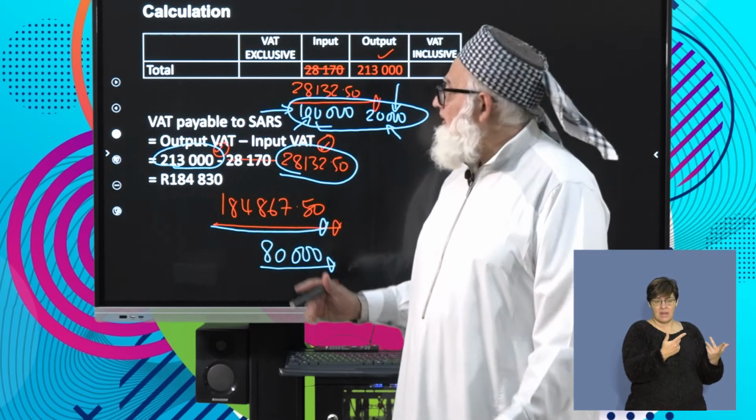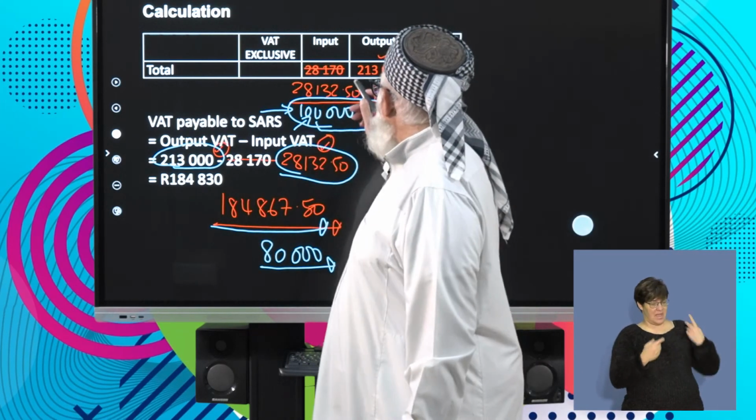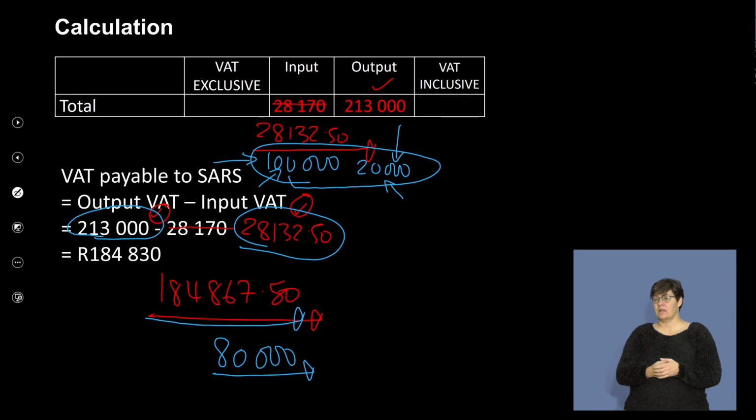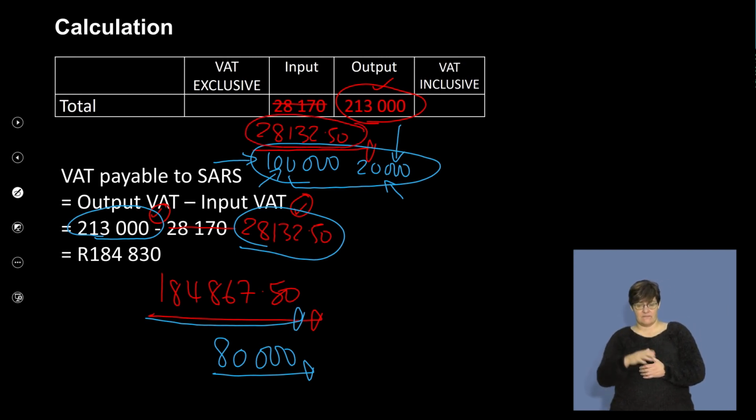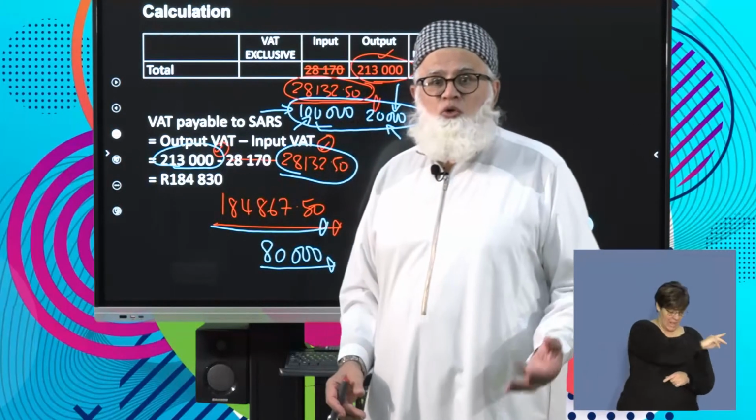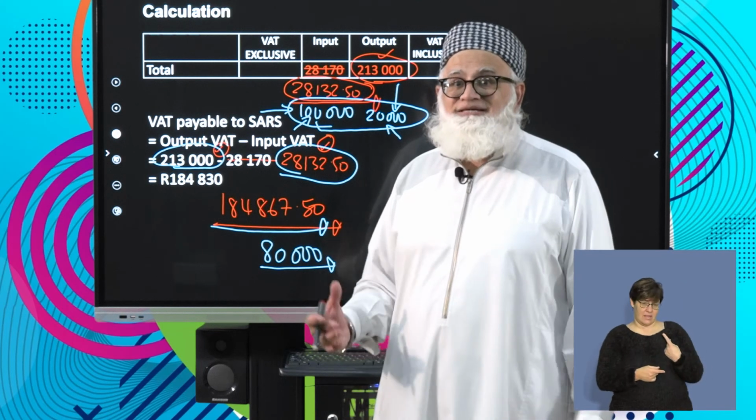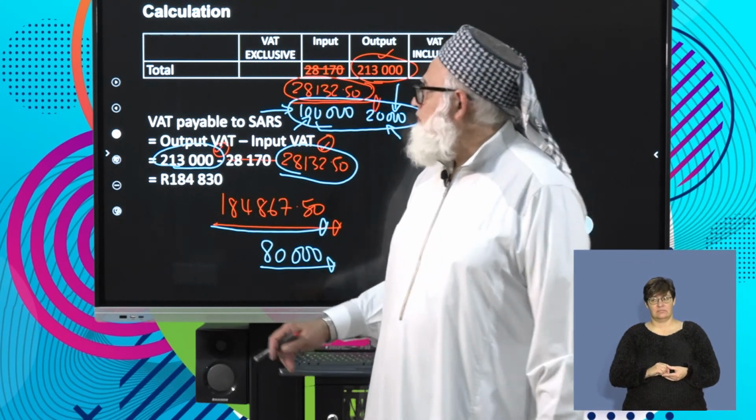But the example that we were doing, where we had our output as 213,000, right? In that one your output was 213,000 and your input was 28,132.50. All right. So yes, you can have a situation where your input is greater than your output.